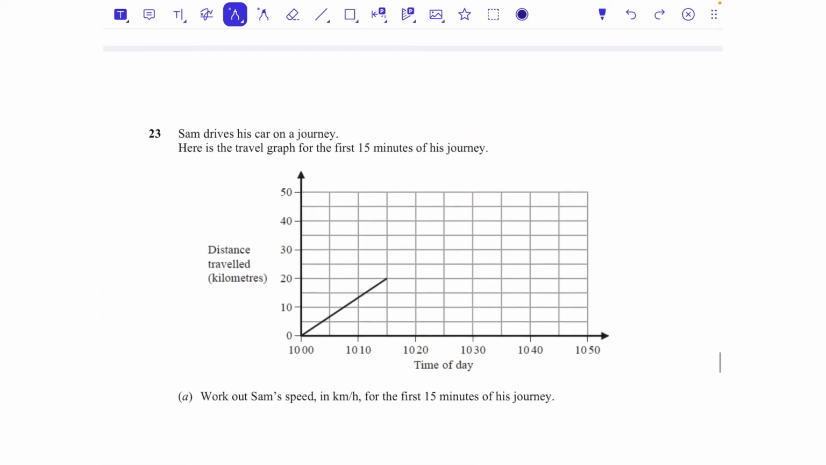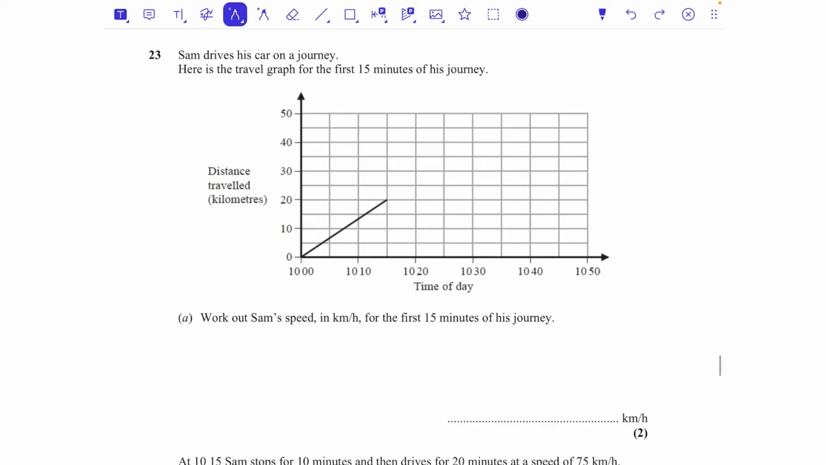Question number 23. Sam drives his car on a journey. Here is the travel graph for the first 15 minutes of his journey. The distance travelled in kilometres is up the side here, and the time is going across the bottom here. Work out Sam's speed in kilometres per hour for the first 15 minutes of a journey. Well, speed is distance divided by time. We know that from our formula triangle. Speed is distance divided by time.